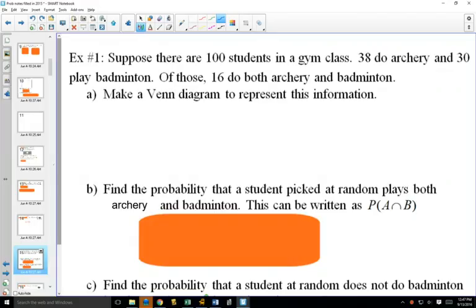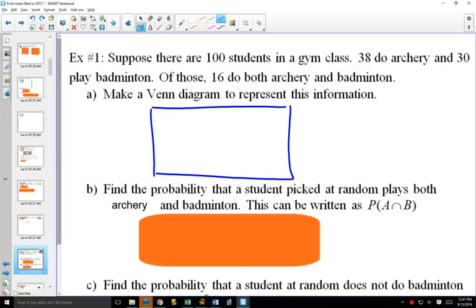There's 100 students in a gym class. So we're going to draw our rectangle to represent the total. Now we've got archery and badminton. So we're going to draw one circle. I'm going to color code this. This green circle is going to be my archery circle. This red circle is going to be my badminton circle. 38 do archery, 30 play badminton. Of those, 16 do both archery and badminton. Make a Venn diagram to represent this.